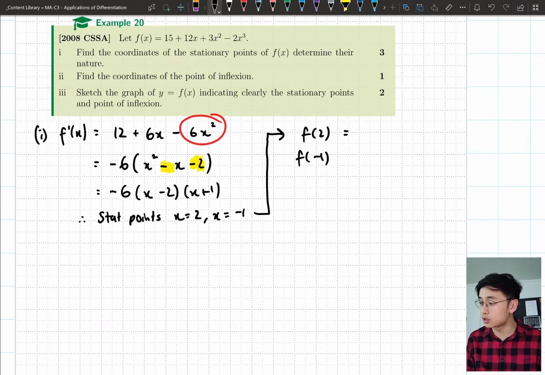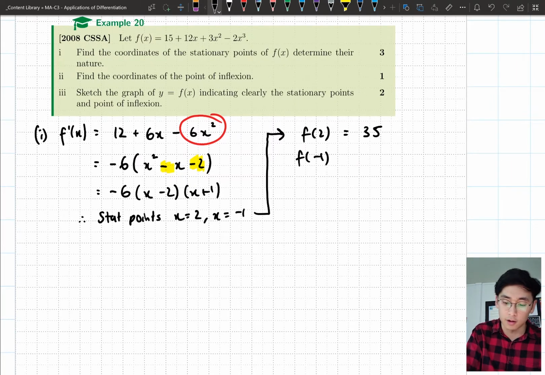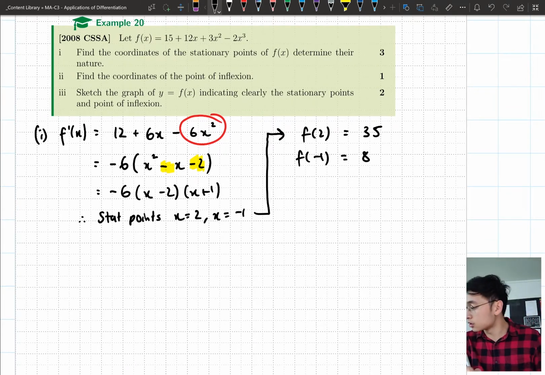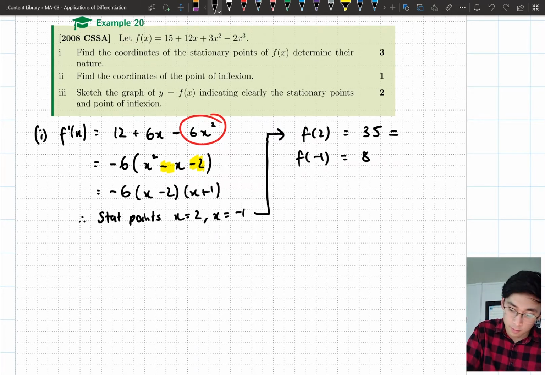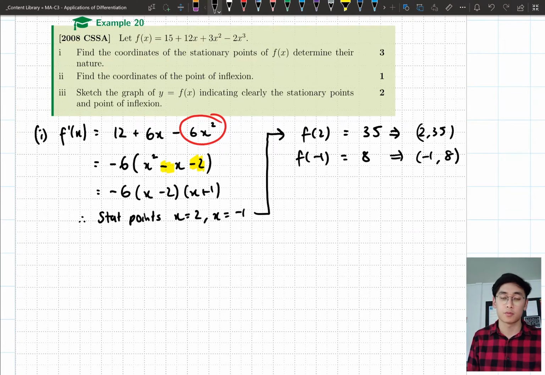Now when I sub in 2 into the original function, I think I get 35. Is that correct? Let me just check that. Yep, I think I get 35. So f of 2 is 35. I sub that in. And when I sub in x is equal to minus 1, I believe I get 8. That looks correct. Okay, cool. So this tells me that I have a stationary point at (2, 35), and I have another stationary point at (negative 1, 8). Okay, cool. Once I've done that, I need to determine their nature.